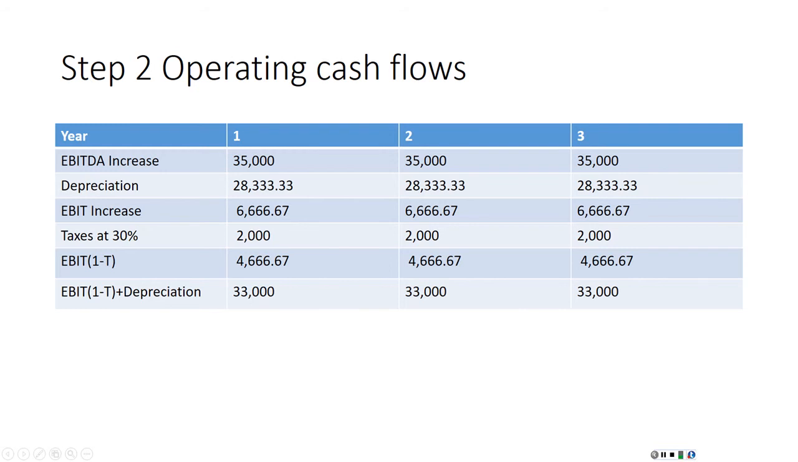Taxes at 30% will be $2,000. So earnings before interest and taxes times 1 minus the tax rate will be 6,666.67 minus 2,000, for $4,666.67 per year. We add back in depreciation of $28,333.33 so that our operating cash flows will be $33,000 a year.